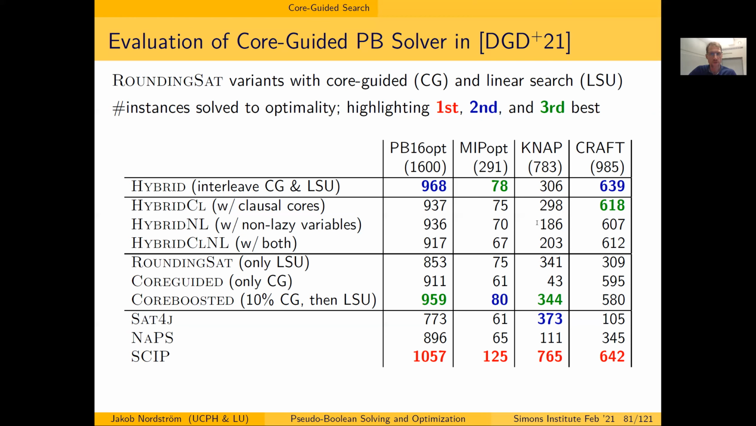Lazy variables are very important if you want to solve knapsack. And this is because for the knapsack constraints, you have lots of different weights. And it turns out that you can get very many new variables if you're not lazy. So that's why you have this huge jump here. And then we tried this interleaving solver with both lazy variables switched off and the non-clausal cores switched off. And as expected, it's mostly worse, not always, but for most of the instances.